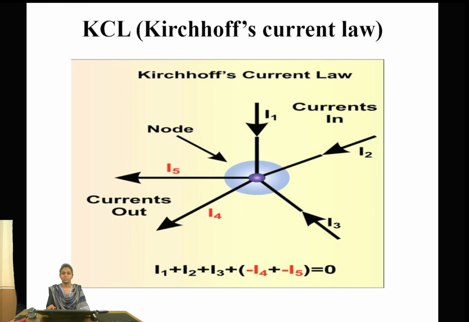This is the example for KCL. Here you can see that the middle one, the purple colored one, is a node, and currents I1, I2 and I3 are entering the node, and currents I4 and I5 are leaving the node. So you can write the equation for KCL as I1 plus I2 plus I3 minus I4 minus I5 is equal to 0.